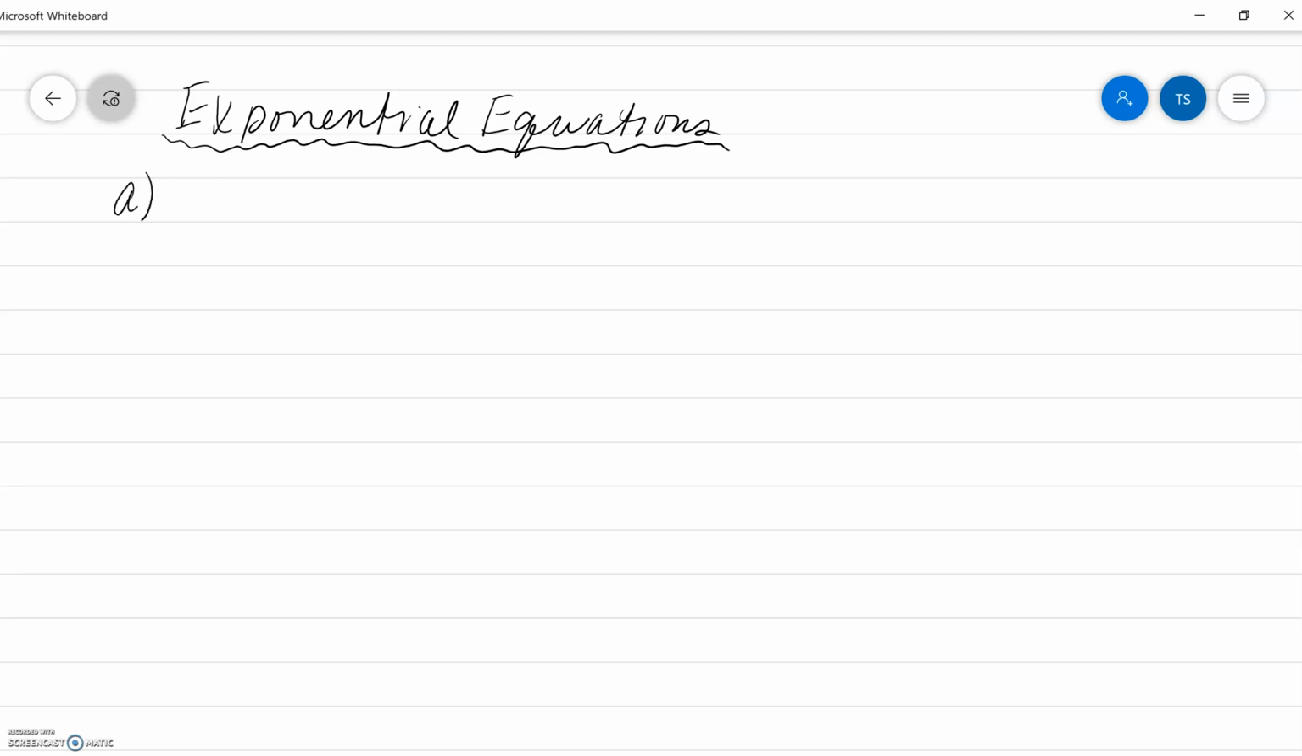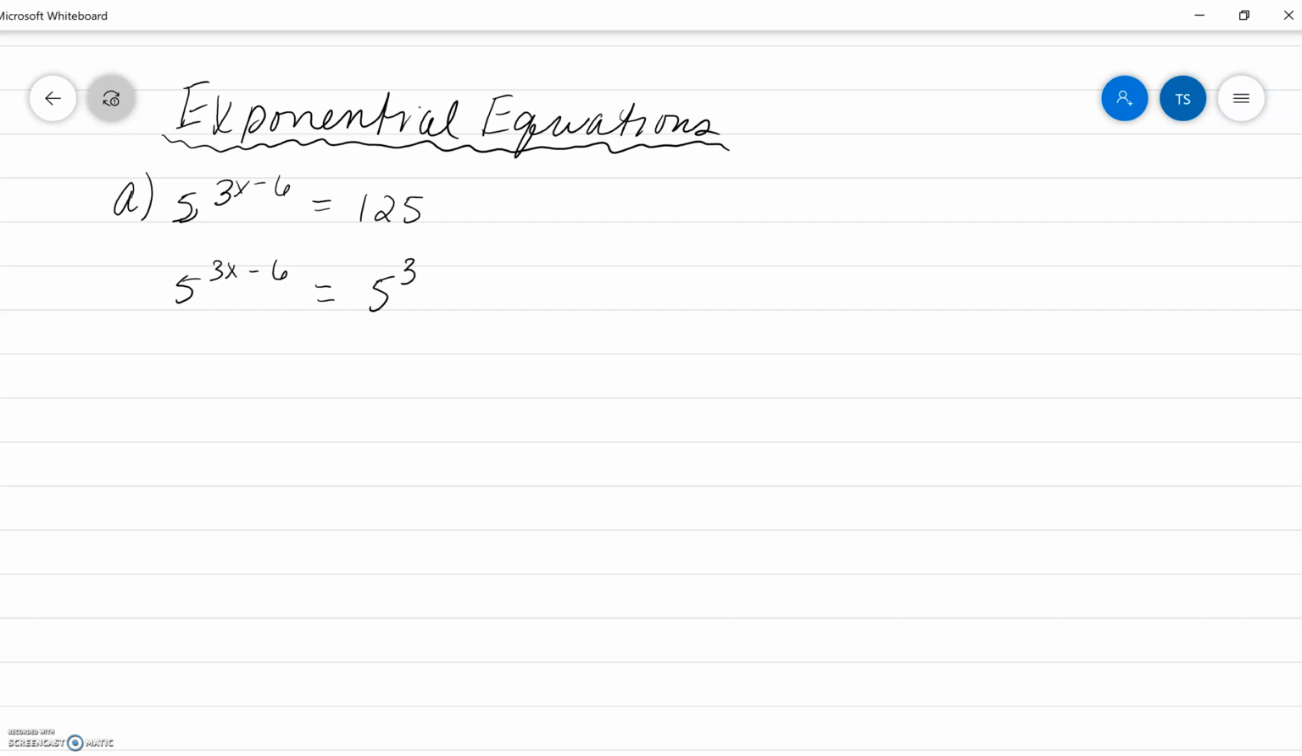Exponential equations. All right, we're going to start by solving this: 5 to the 3x minus 6 power equals 125. First thing we're going to do when we go to solve this is rewrite them so they have the same base. So the 5 is the lowest number that can be, so that's going to be 5 to the 3x minus 6. Well, 125 happens to be 5 to the third power.